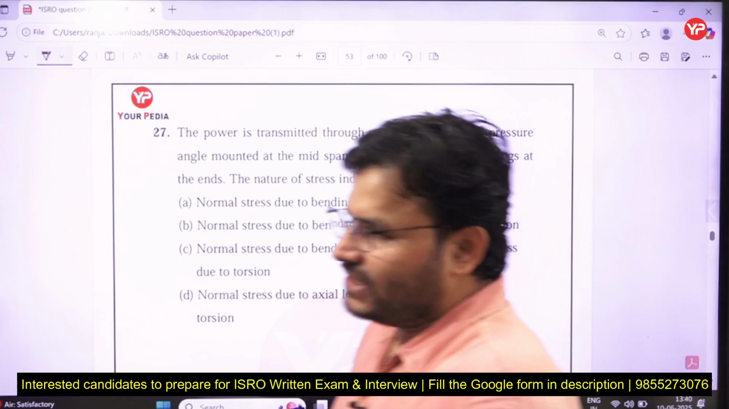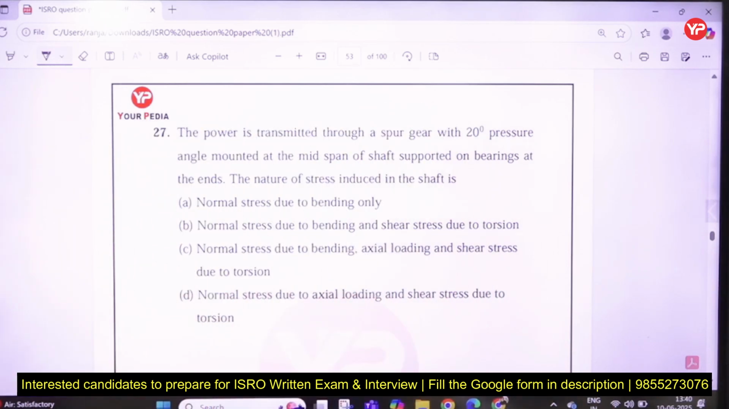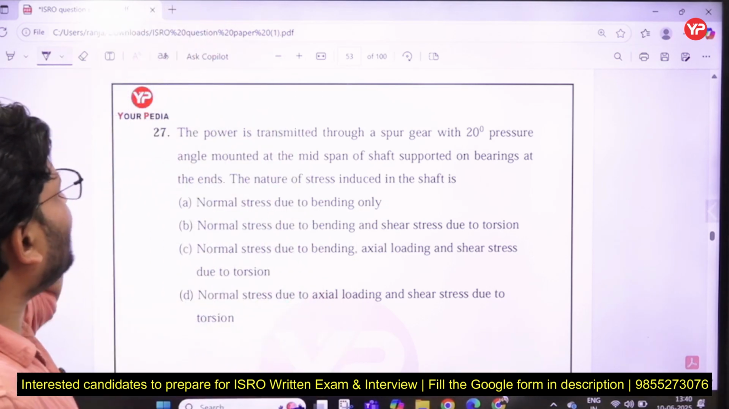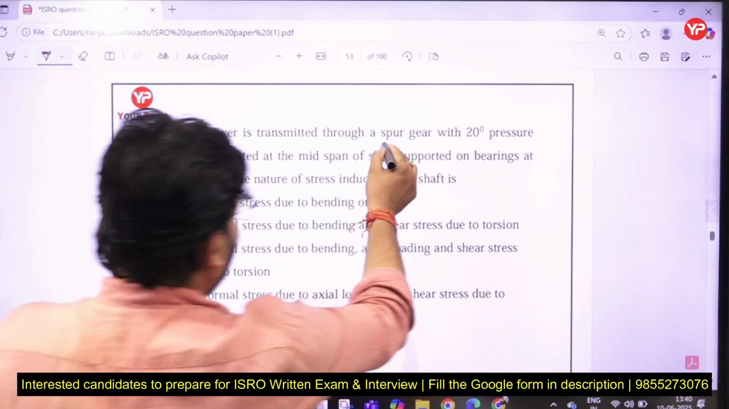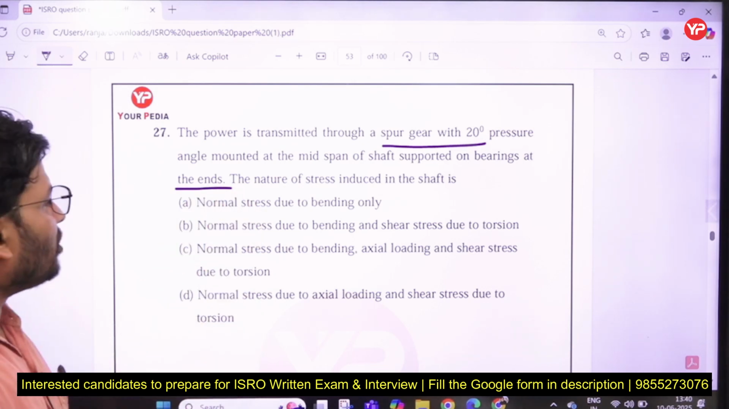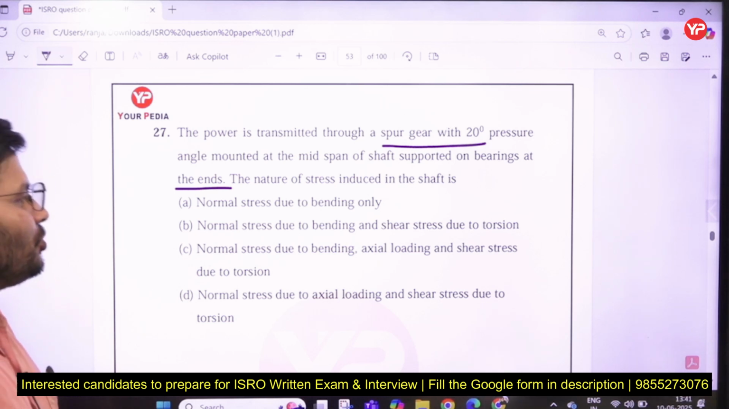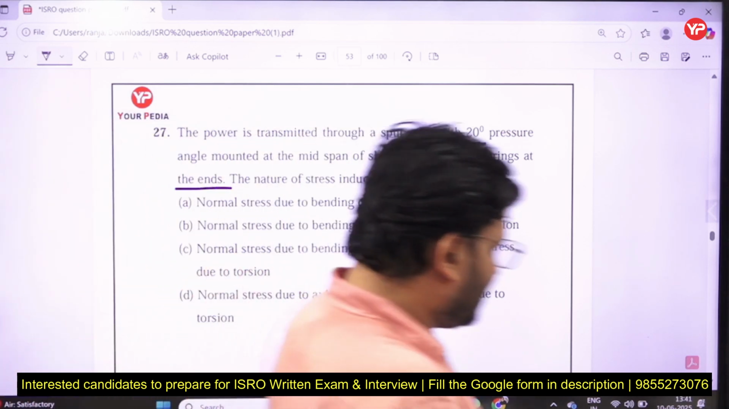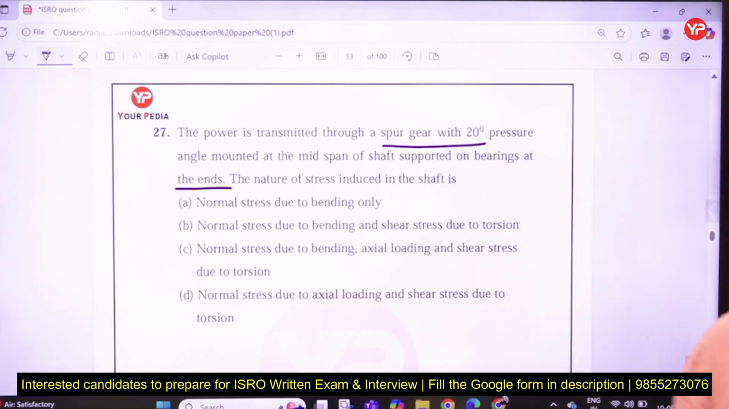That is the next question, my dear friends. Again an easy question, it looks a little bit lengthy, but actually it is easy. The question is that a power is transmitted through a spur gear with 20-degree pressure angle mounted at the mid span of a shaft, supported on bearings at the ends. The nature of the stress induced in the shaft is: option A, normal stress due to bending only; normal stress due to bending and shear stress due to torsion; normal stress due to bending, axial loading and shear stress due to torsion; normal stress due to axial loading and shear stress due to torsion.